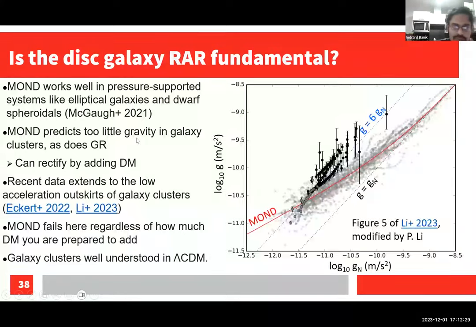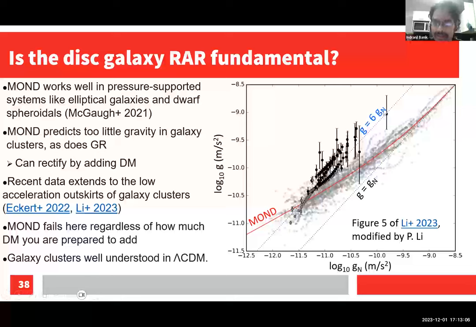But recent data extends to the low acceleration outskirts of galaxy clusters. Low accelerations, large distances would be on the left in this plot. This is a standard radial acceleration relation diagram, but additional data has been added from galaxy clusters, which are these black points with error bars. You've seen the line of equality and the MOND line in red before. These points in the background are all galaxies, which given the uncertainties are all nicely consistent with being exactly on this red curve.